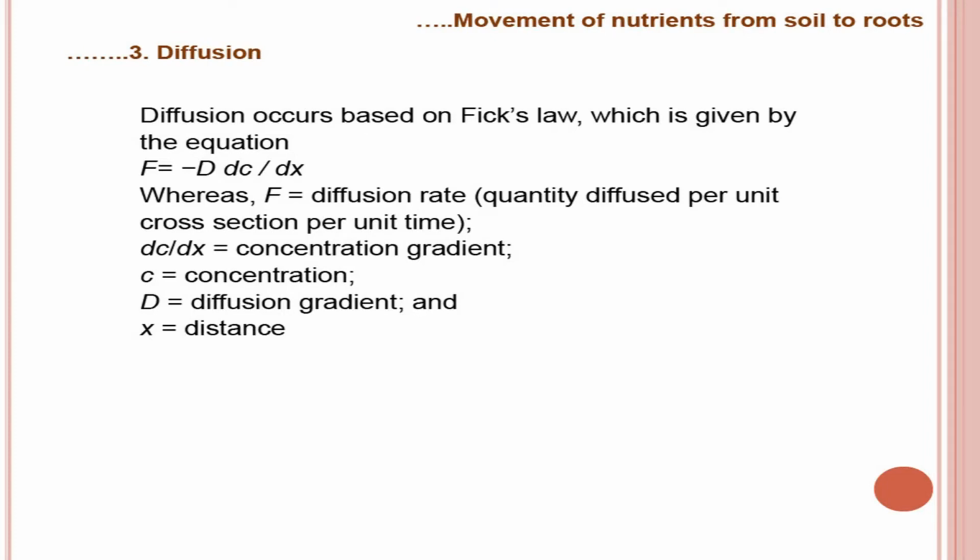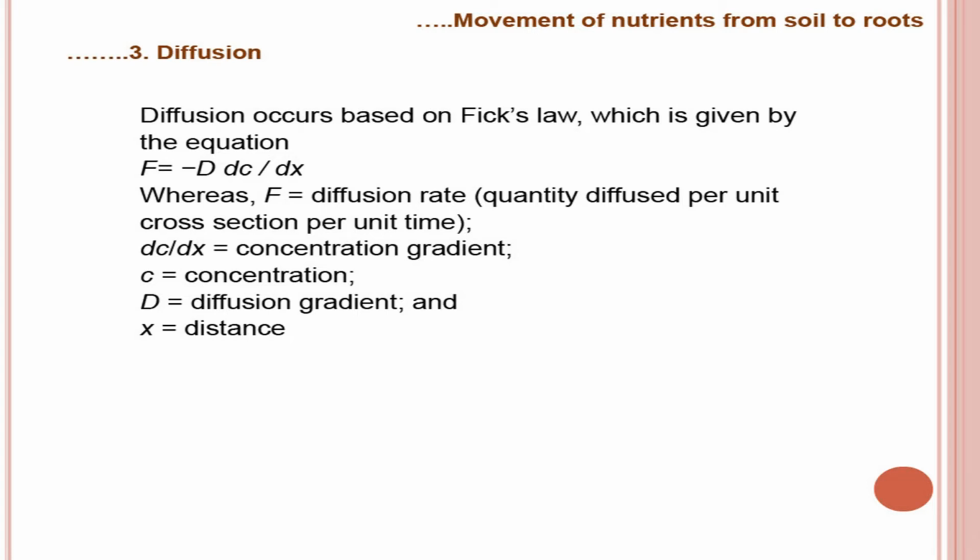Diffusion occurs based on Fick's law, which is given by the equation F = -D dC/dx, where F is the diffusion rate, means quantity diffused per unit cross section per unit time, dC/dx is the concentration gradient, C is the concentration, D is the diffusion coefficient and x is the distance.